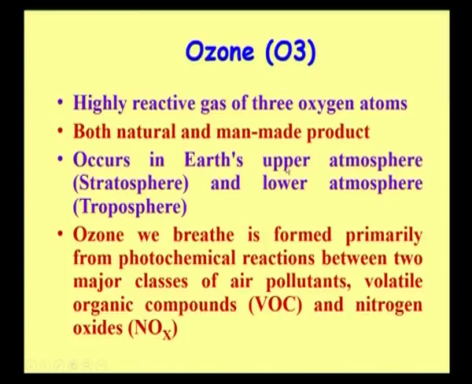occurs in the earth's upper atmosphere, the stratosphere, and lower atmosphere, the troposphere. The ozone that we are breathing is formed primarily from photochemical reactions between 2 major classes of pollutants, volatile organic compounds and nitrogen oxides, and therefore they are available in the atmosphere also, but as far as we are concerned, we are inhaling most of the ozone produced by VOC and the nitrous oxides, and it is one of the most major pollutants.